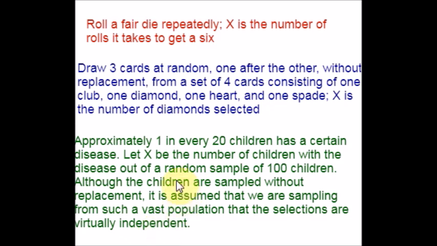Even though this condition without replacement is present here, the outcome of one event is not disturbing the outcome of the other one. They are virtually independent. Am I right? So n is equal to 100 here, 100 children, and p is 1 out of 20, which is nothing but 0.05. So x is binomial in this case. Hope you're clear with these examples.